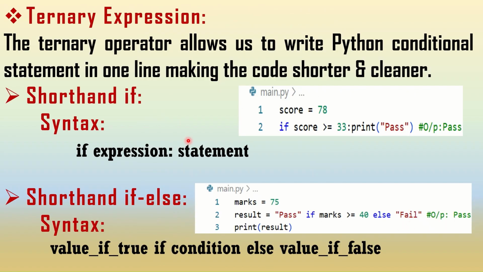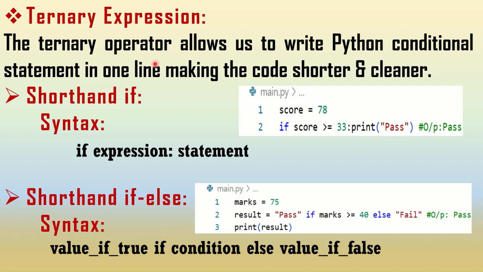Now let's see the last one, the ternary expression. While defining the ternary expression, we need to use the ternary operator. This ternary operator allows us to write the conditional statement, like the if conditional statement or else conditional statement, in one line. So that makes the code much shorter and cleaner.